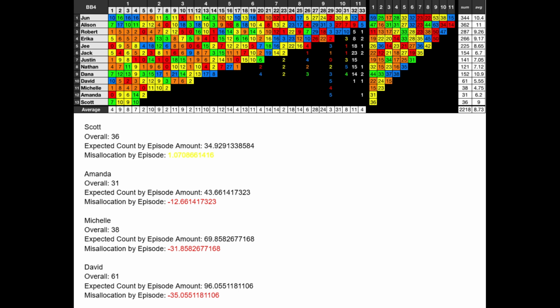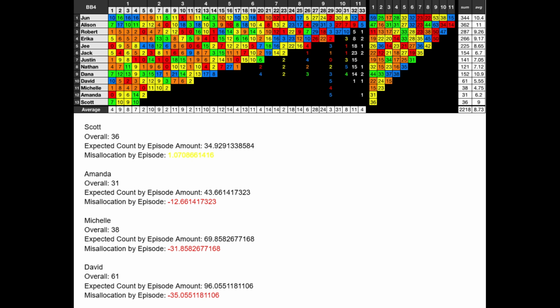Amanda has an overall confessional count of 31, and her expected count by episode is 43.66, which means that she has a misallocation of negative 12.66, meaning that she has 12 fewer confessionals than she should if this were evenly distributed, which is still a fine enough number, just a bit under that balanced median.